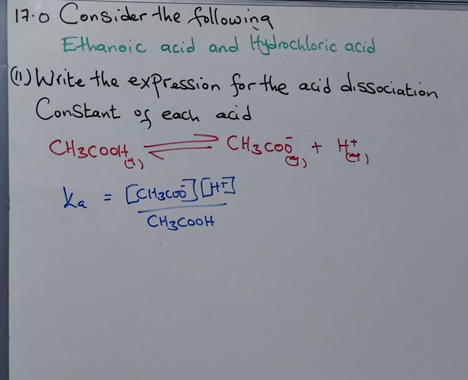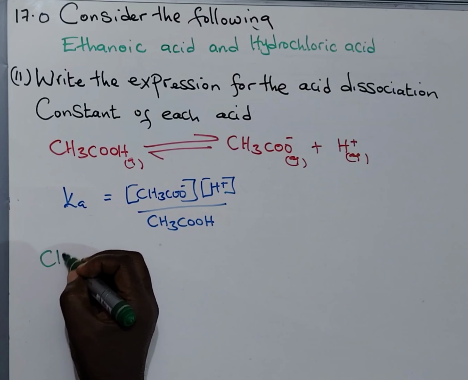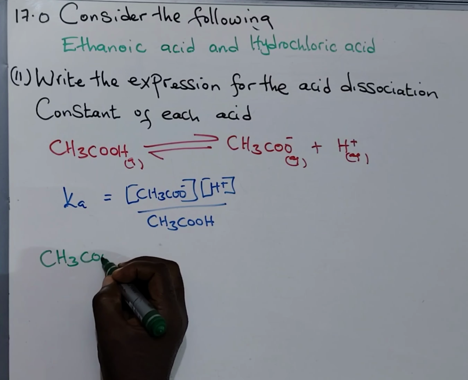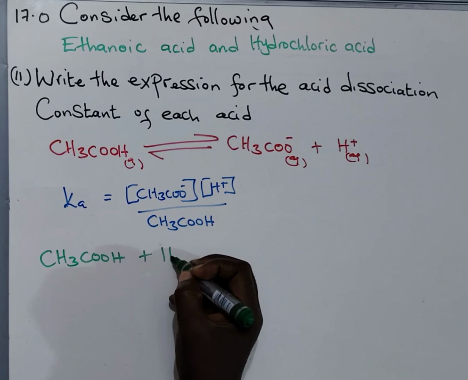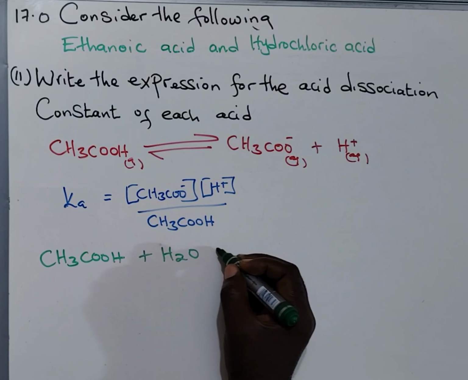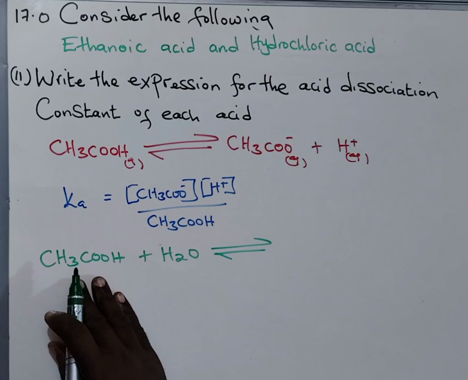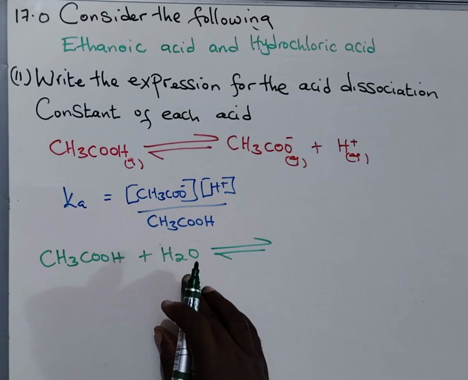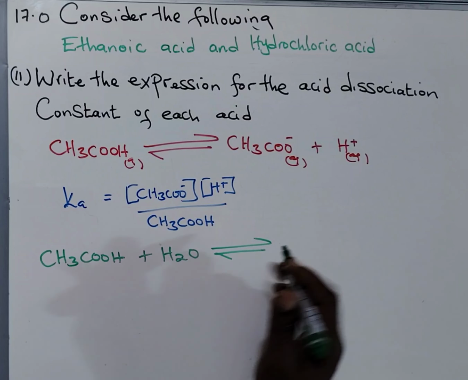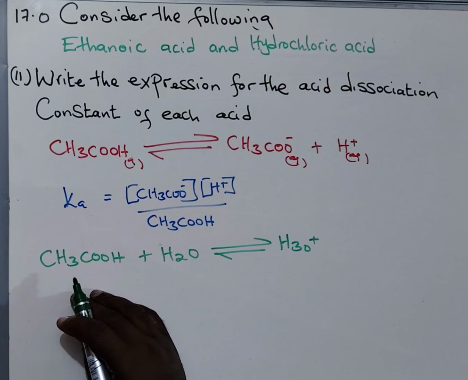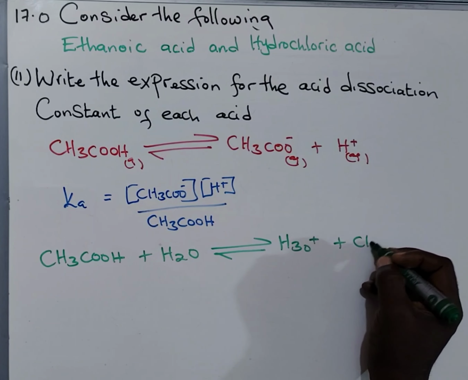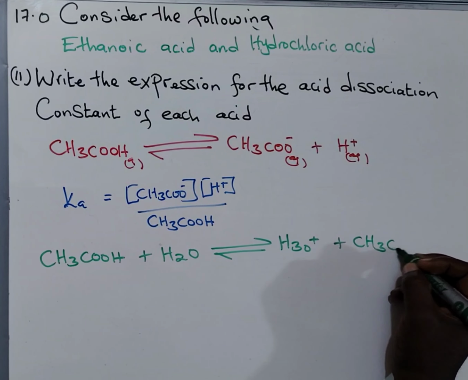That is the expression. But suppose we used the other equation which has water, where we have CH3COOH, the ethanoic acid, reacting with water. You have to remember that the acid donates a proton. This one, on receiving a proton, becomes hydronium ion. And this one, on losing a proton, becomes the ethanoate ion.